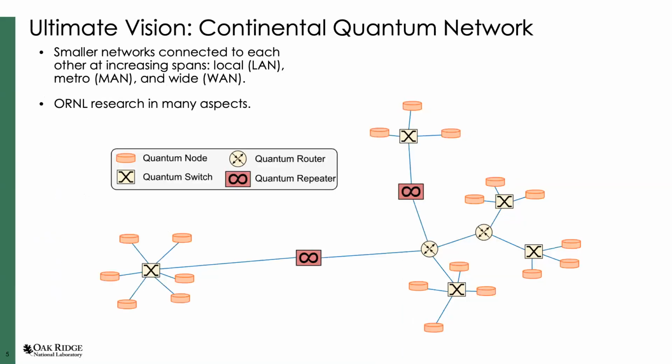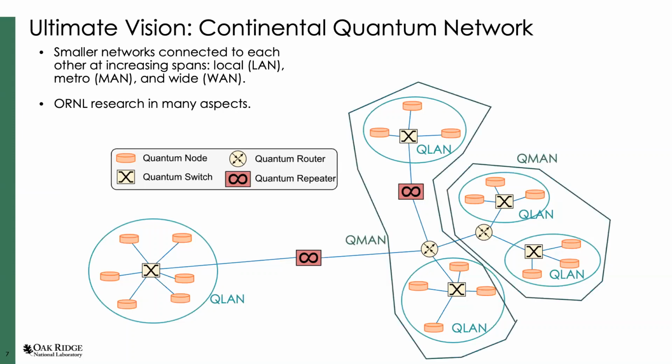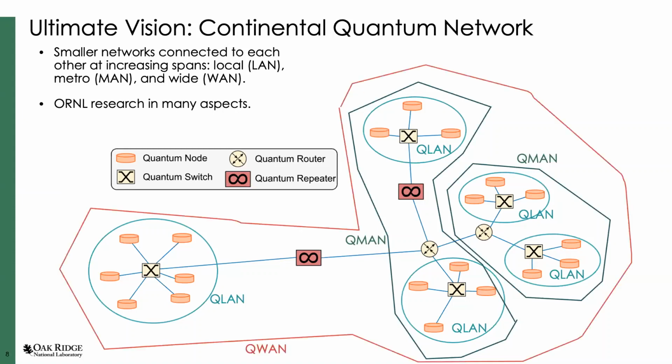The ultimate vision is that we want to build a national scale quantum network. We expect this to be a combination of networks at different scales. Initially we start with a quantum local area network, which we have now, and I'll mention a little bit more later. Then you start to build up metro area networks, which are connections of quantum local area networks. And eventually, if we have a quantum repeater, then we can build wide area networks, which potentially could scale nationally.